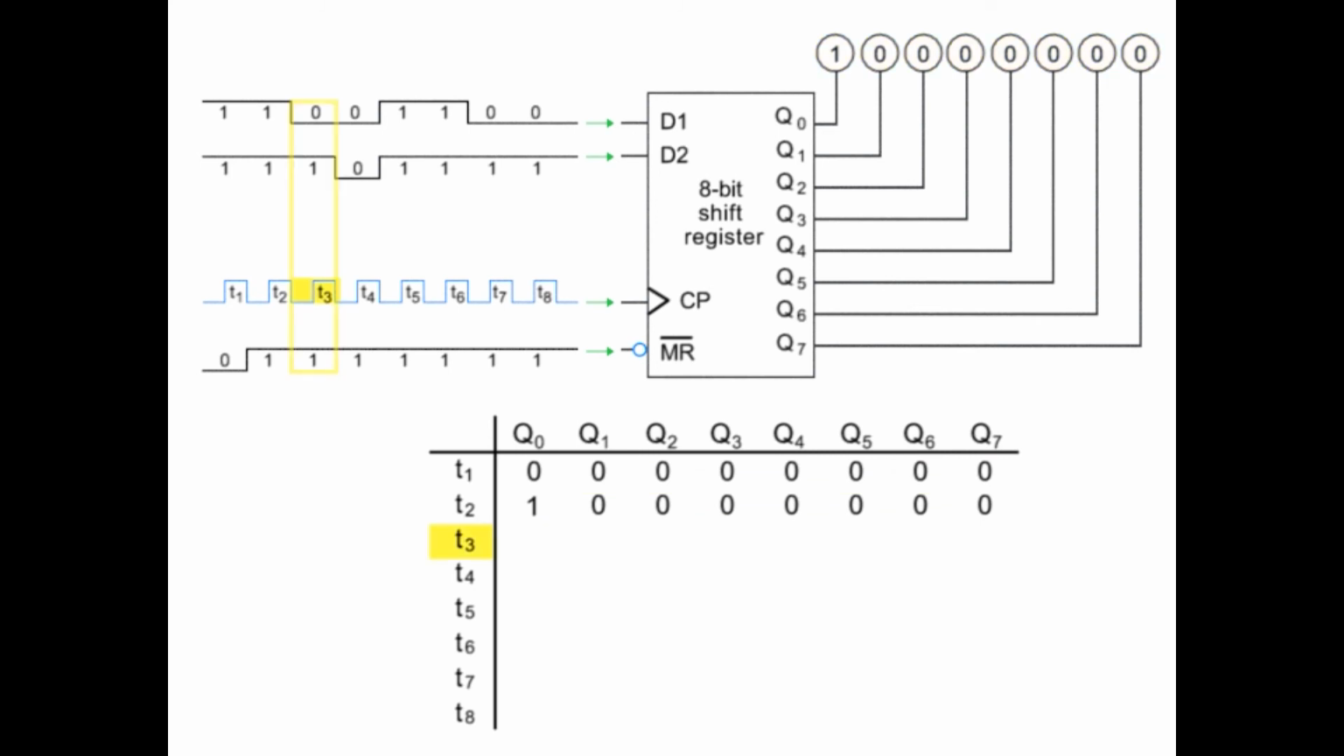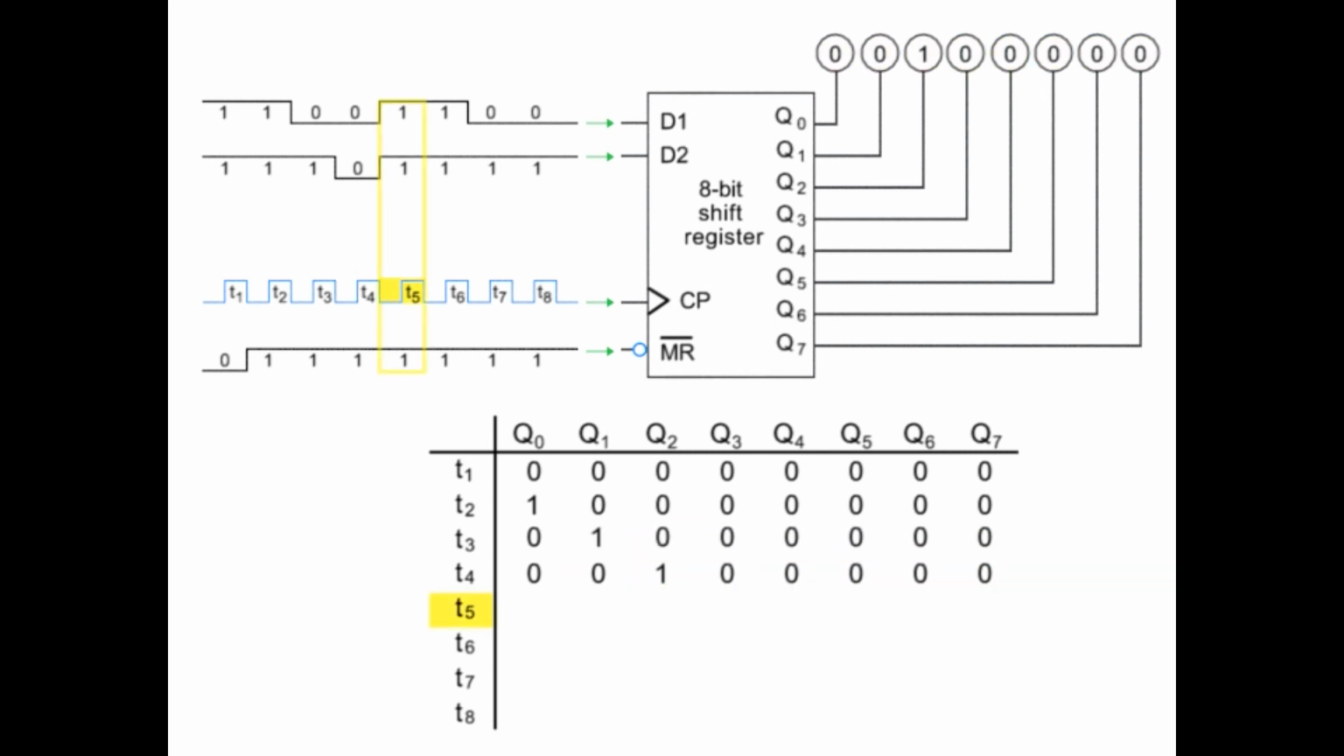At T3, the input of 0 at D1 and 1 at D2 results in an output at Q0 of 0. The 0 at Q0 replaces the 1, again shifting all the bits one position to the right. The 0 and 0 input at T4 again outputs a 0, which drops into the Q0 position, shifting the bits again to the right.